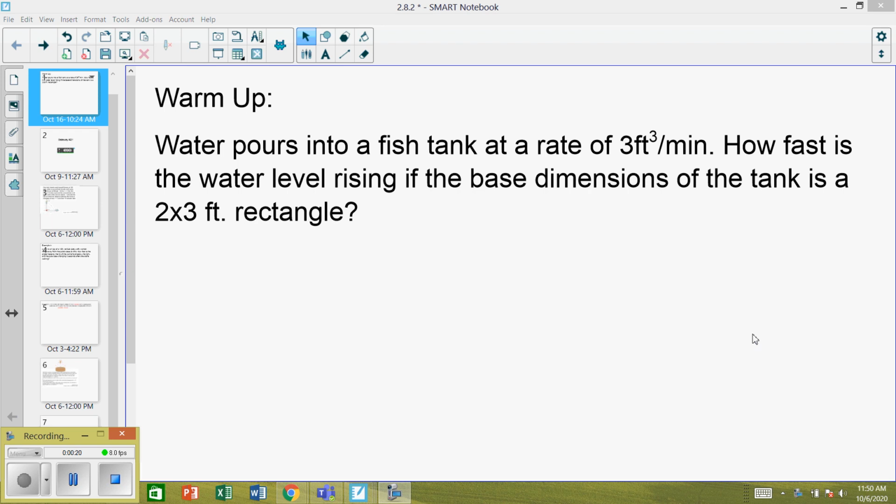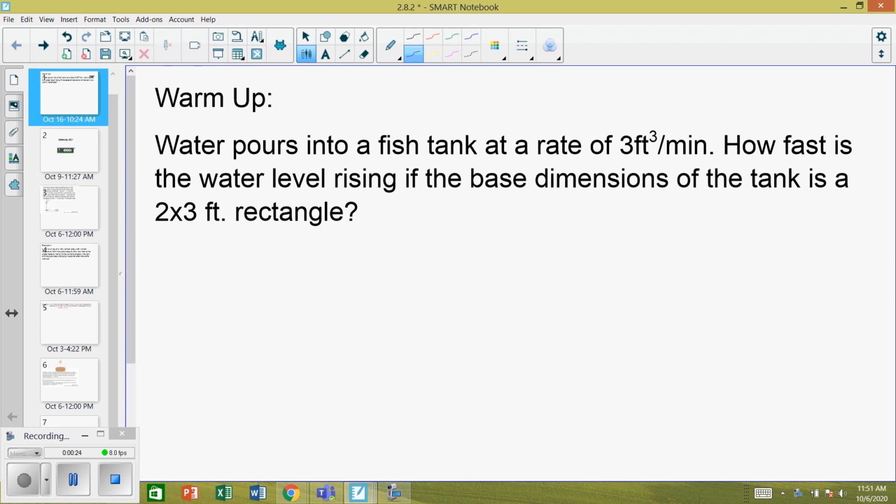But just to read it with you: water pours into a fish tank at a rate of 3 feet cubed per minute. So feet cubed per minute is a rate at which the volume is changing. Just keep in mind that this is dV over dt. And it says, how fast is the water level rising? So think about which variable we would talk about in that case.